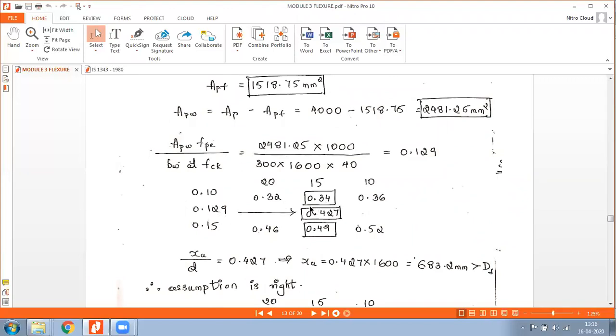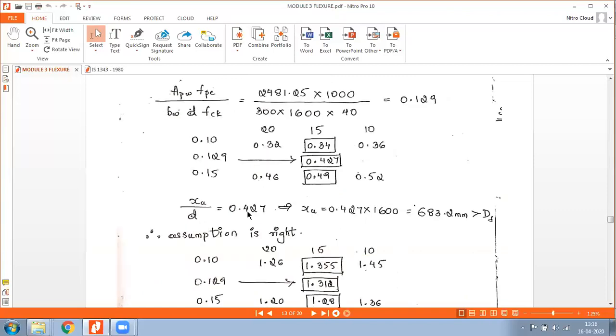for 0.129 as 0.427. XU by D is equal to 0.427. XU is equal to 0.427 into 1600 mm, which is greater than the depth of the flange. Therefore the assumption is correct.